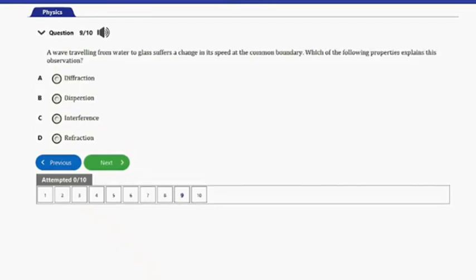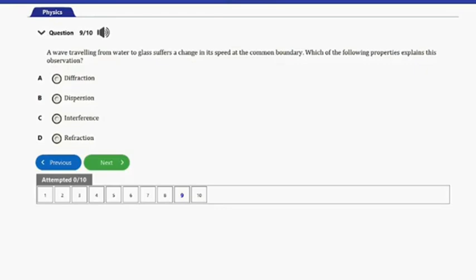So let's go ahead and consider the next question, guys. So the next question we have here is question number 9. It says, a wave traveling from water to glass suffers a change in its speed at a common boundary. Which of the following properties explains this observation? We have A. Diffraction, B. Dispersion, C. Interference, D. Refraction. So guys, the answer to this question is option D here, that's refraction.